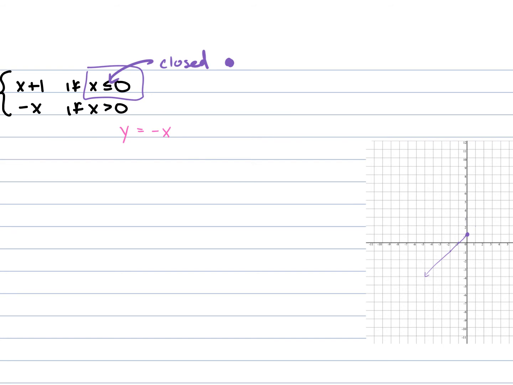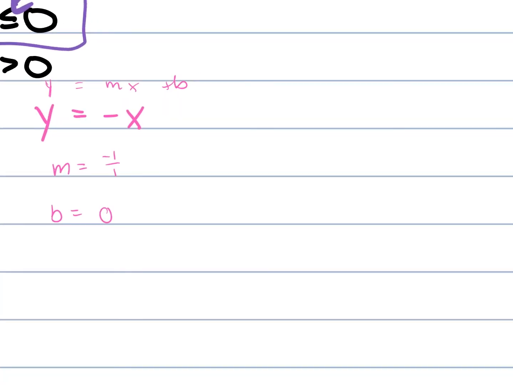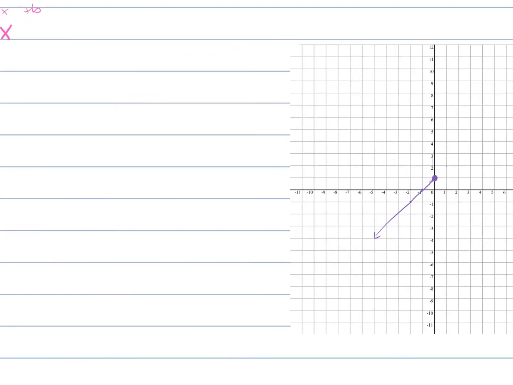All right, so looking at our second one, I have y equals mx plus b. What's my slope? Negative, we can say negative 1 over 1 or just negative 1. And what's my b? 0. So remember, b is our y-intercept. That's where we cross the y-axis. So where do I cross the y-axis? At 0, because b was 0.